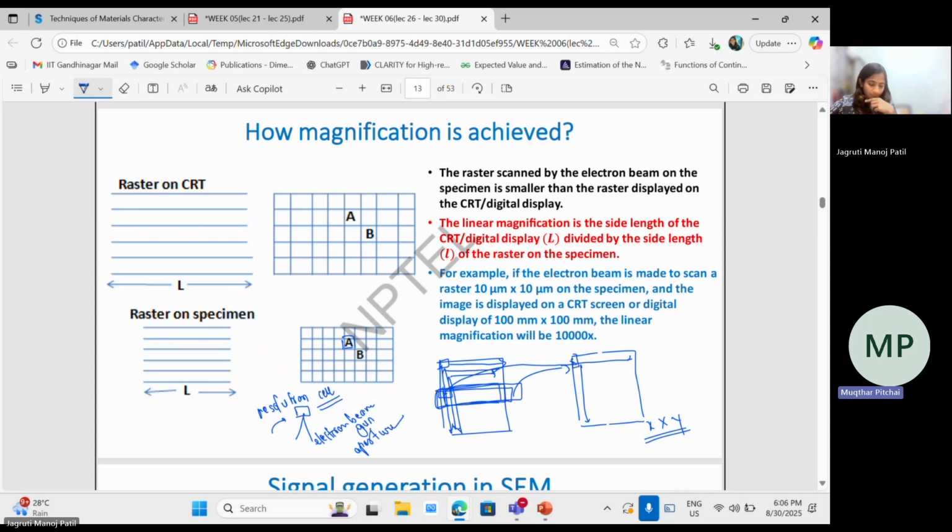It will be bigger, ma'am. Definitely, it's bigger. Exactly. So most of the time it should be bigger, enough so that it covers the size of the feature that you want to image. If it's much bigger than that, okay.